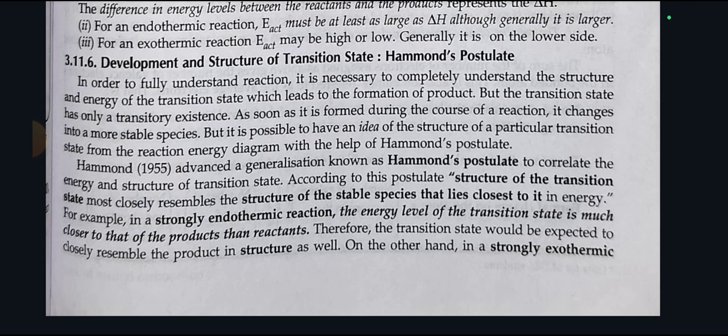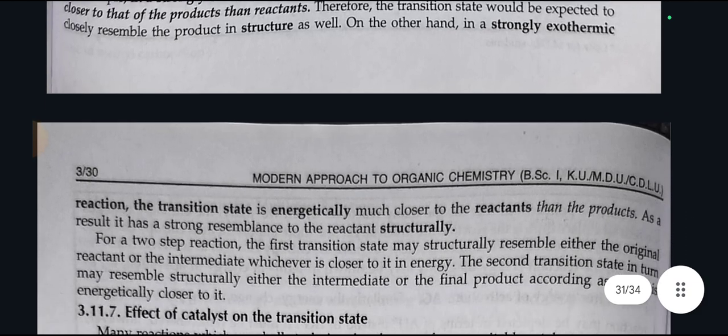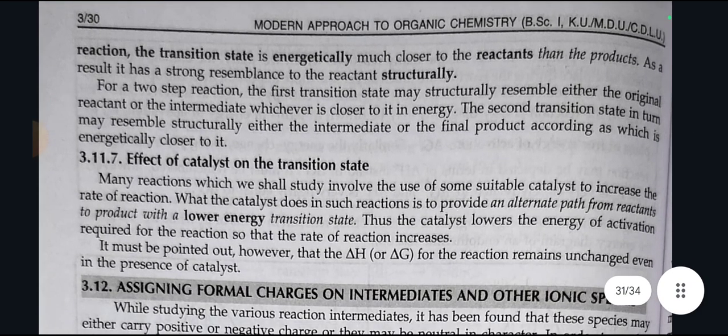For example, in a strongly endothermic reaction, the energy level of the transition state is much closer to that of the product than the reactants. Therefore, the transition state would be expected to closely resemble the products in structure as well. On the other hand, in a strongly exothermic reaction, the transition state is energetically much closer to the reactants than the products. As a result, it has a strong resemblance to the reactant structurally.